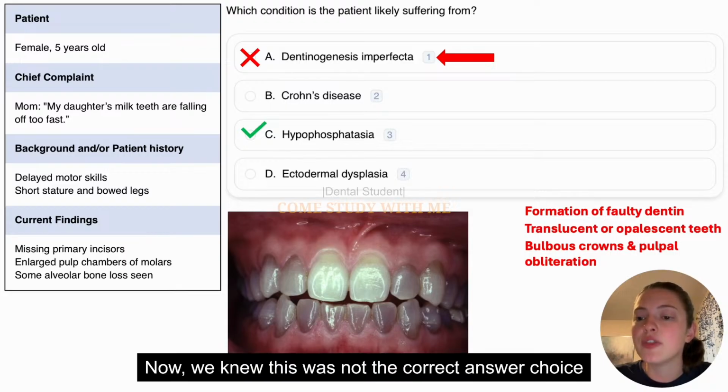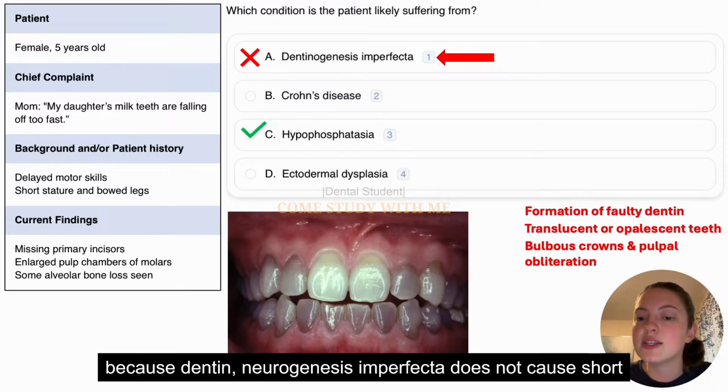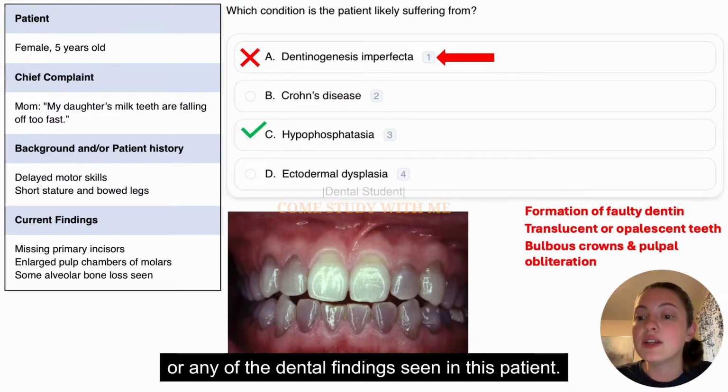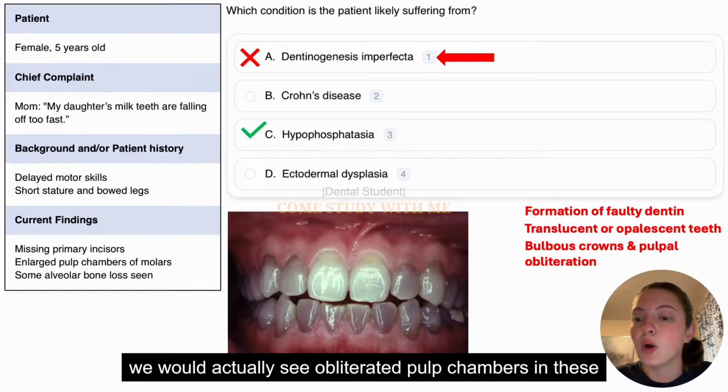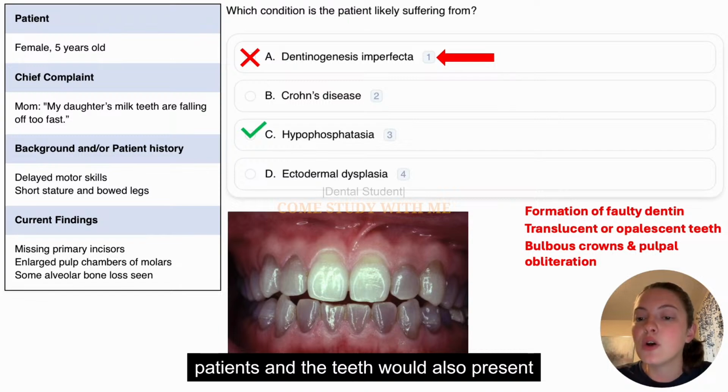Now, we knew this was not the correct answer choice because dentinogenesis imperfecta does not cause short stature, bowed legs, or any of the dental findings seen in this patient. Rather than seeing enlarged pulp chambers, we would actually see obliterated pulp chambers in these patients, and the teeth would also present with a characteristic translucence or opalescence. Because the teeth do not present this way, and because there are no bulbous crowns or attrition of the dentition seen, we knew that this was not the condition for this patient.